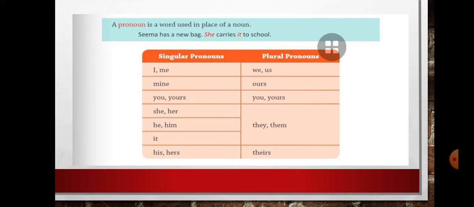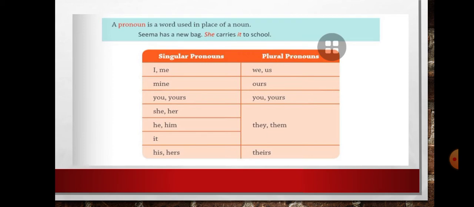Seema has a new bag. So, children, you know that Seema is the name of a girl and bag is the name of a thing. So, these are the nouns here. And she carries it to school. We use she in place of Seema and we use it in place of bag. She and it are pronouns here.